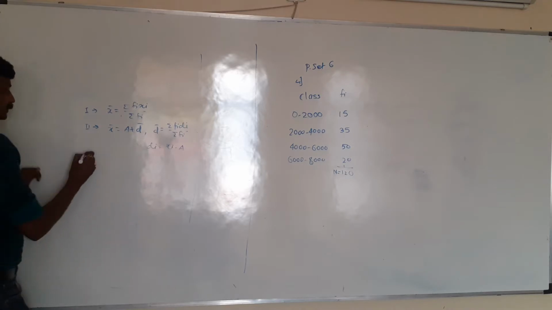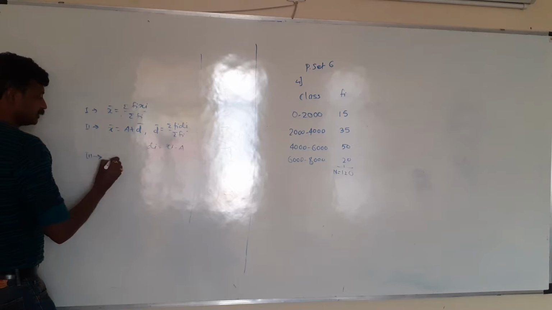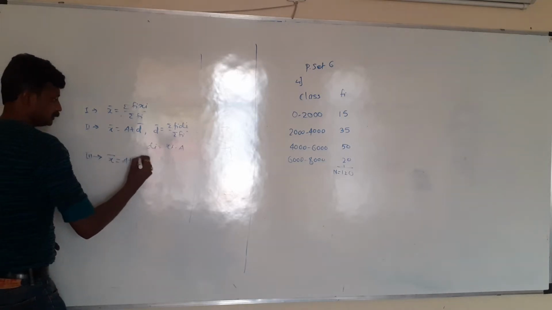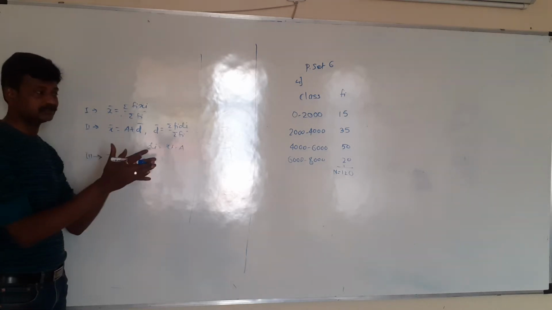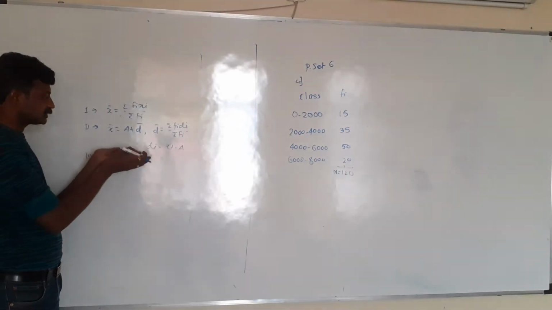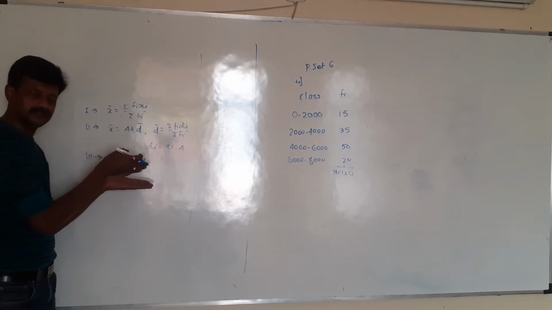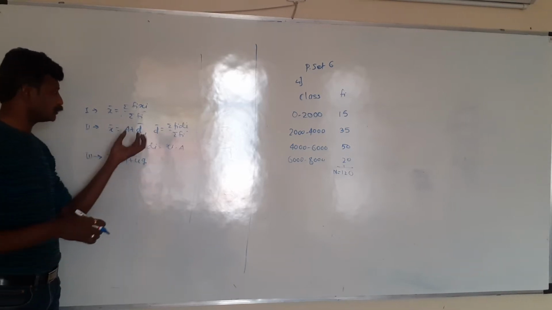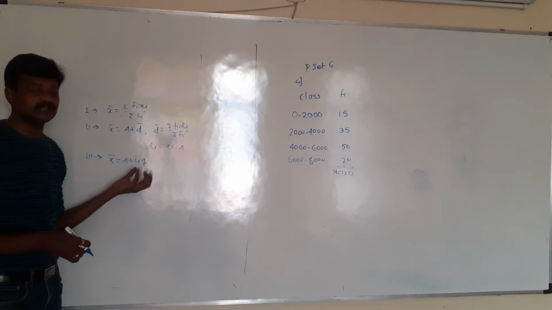Next, the third, step deviation method. In the step deviation method, the final formula is x bar is equal to a plus u bar into g. A is the assume mean, means in this also we need the assume mean. It is the next method after assume mean method. In assume mean method we consider a, same way we have to consider a. First xi we will consider as a.